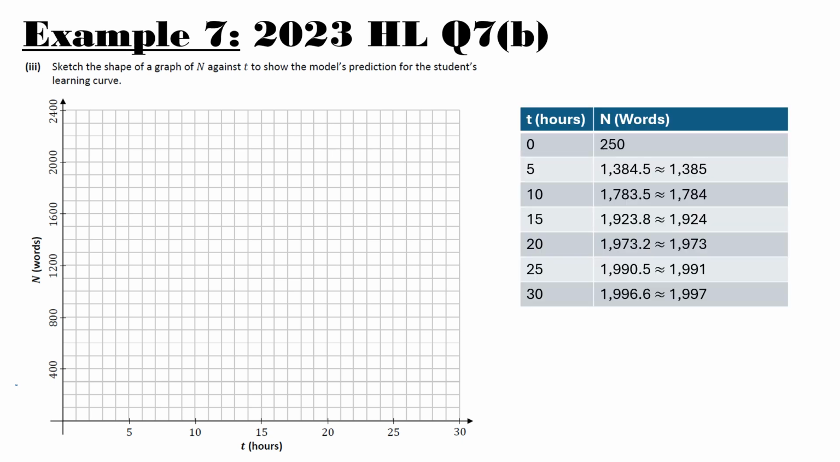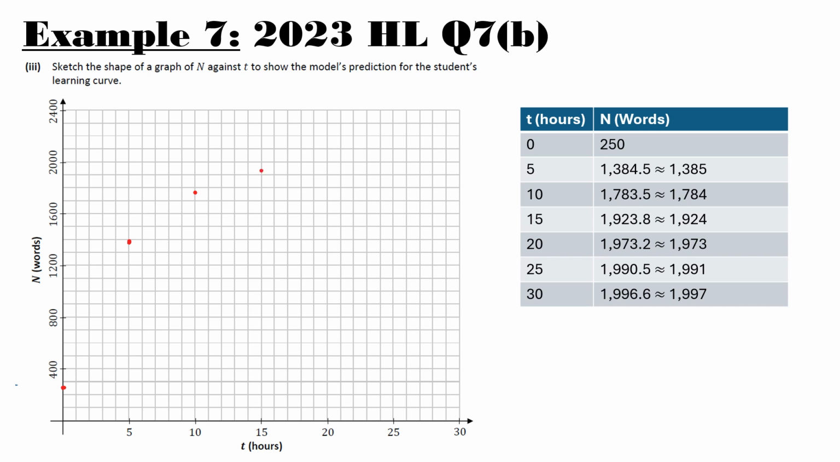So when t is 0, we get 250. You don't need to do this. However, it might be helpful for yourself to have these written down rather than going straight to plotting. Once you have these, we're going to start plotting the points. So that's 0, 250. This is 5 and 1385-ish. This is 10 and 1784.